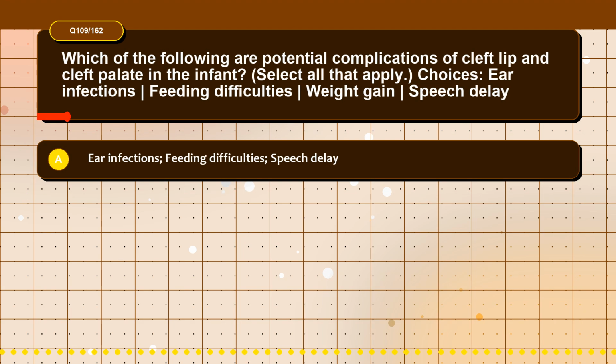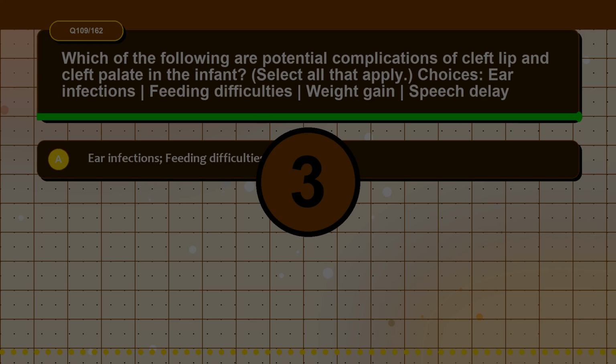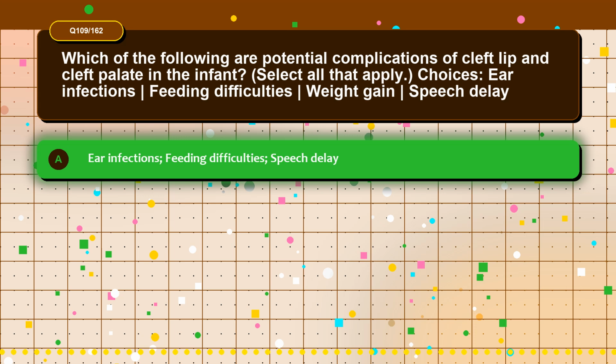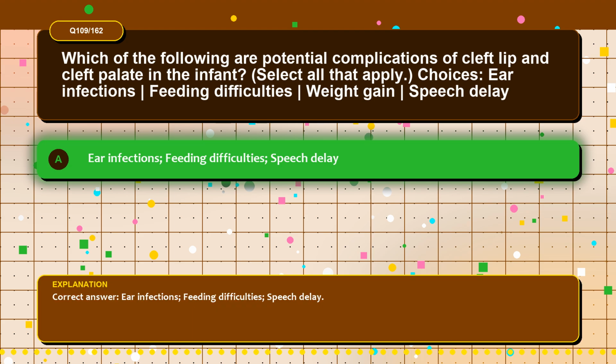Question 109. Which of the following are potential complications of cleft lip and cleft palate in the infant? Select all that apply. Choices: ear infections, feeding difficulties, weight gain, speech delay. The correct answer is option A: ear infections, feeding difficulties, speech delay.